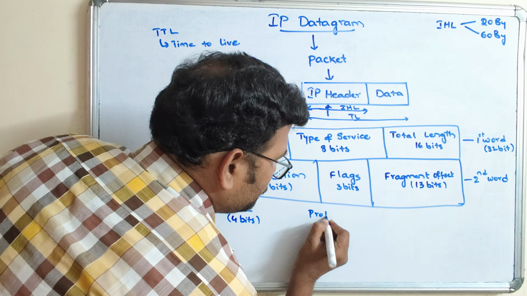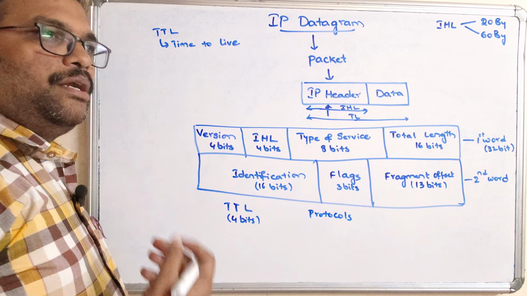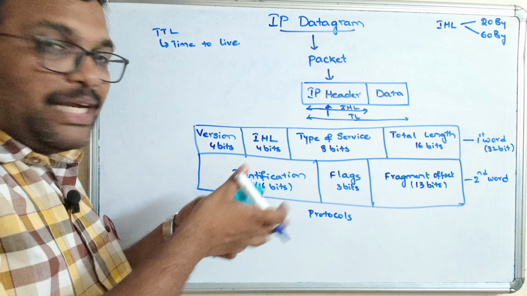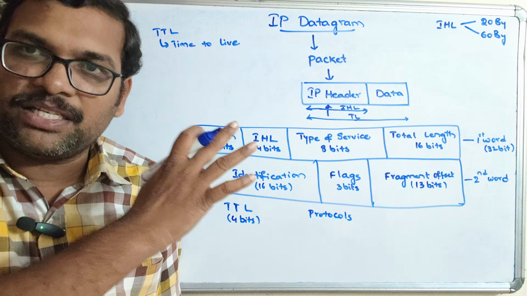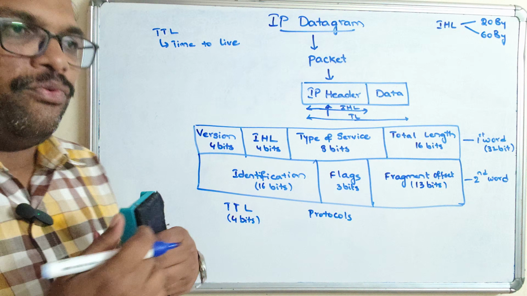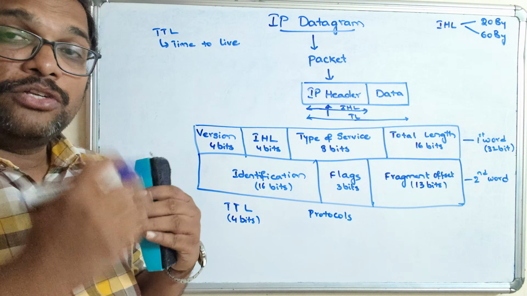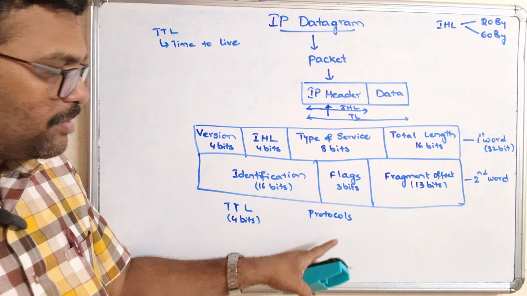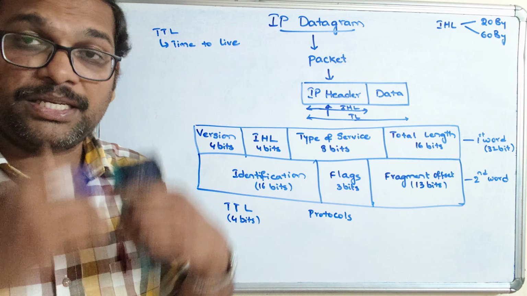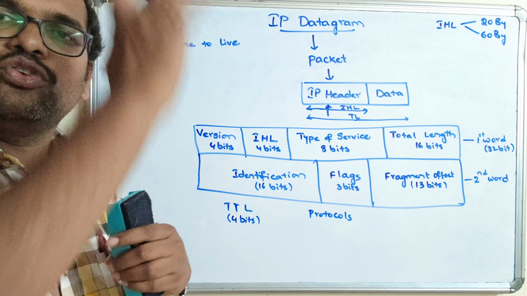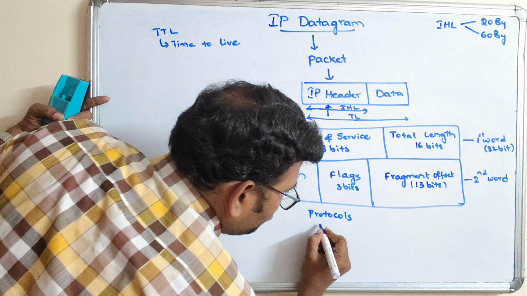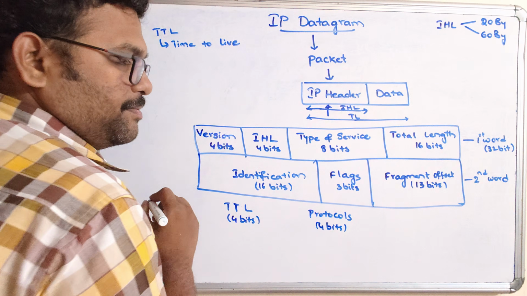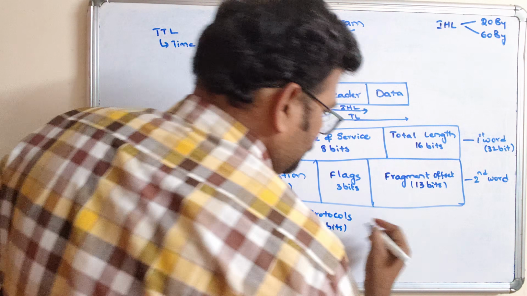And the next one is the protocols. So we know that every layer will have its own protocols. The data which we are sending in this network layer will be sent to the upper layers. In the upper layer, which protocol this particular data has to be sent to, that information will be available in this protocol field. So that means it is the higher level protocol to which the data should be sent. Here also it is 4 bits.